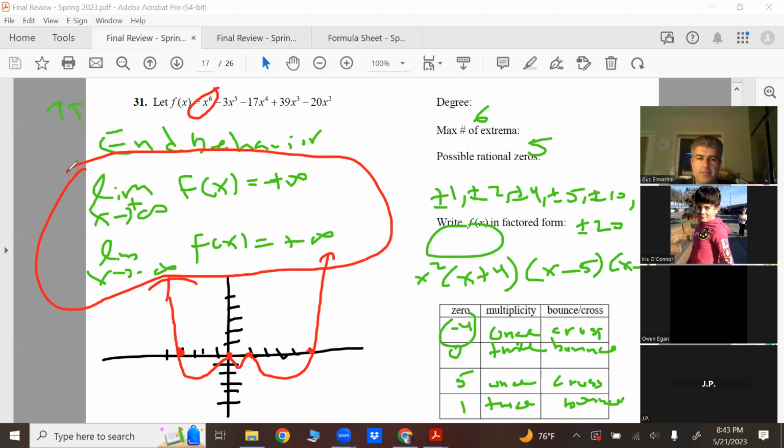And how come the bottom one is f of x equals positive infinity as x goes to negative infinity? Because if x is going to the left, it's still plugged up. And then the max number of extrema is always one less than the degree. If we do a quick count, 1, 2, 3, 4, 5, we do have 5 relative minima or maxima. They're like turning points.